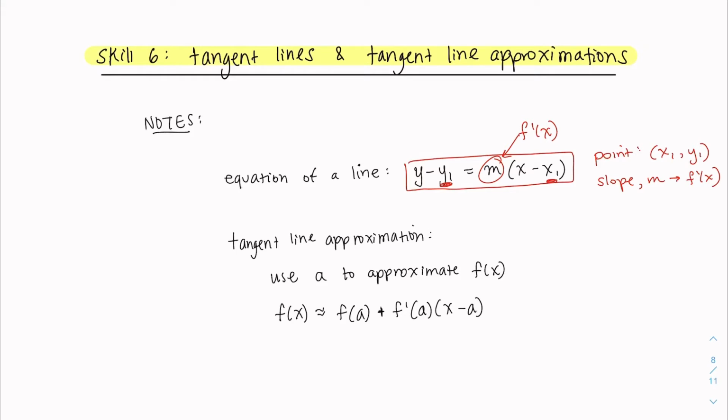So please memorize this. We're using one number, a, to approximate f of x. Since f of x is what we're approximating, or the thing that we're trying to estimate, that will always go on the left side. So the x is the thing that we're approximating. On the right side, you're going to need three things: a, f of a, and then f prime of a. It's a good idea to find these three things first before plugging into the formula.